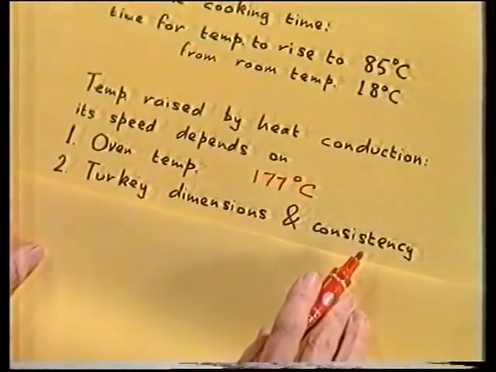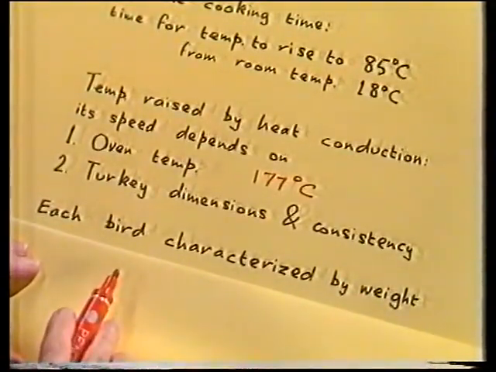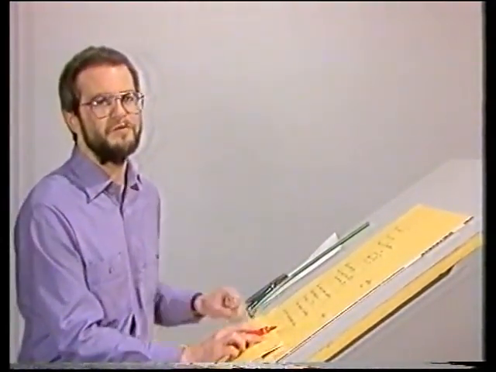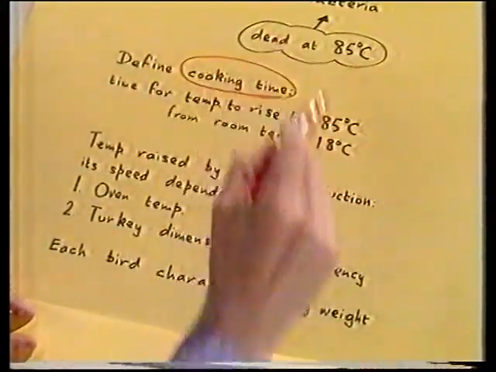Now we're going to assume that the shapes of all turkeys are geometrically similar, which means that each bird is considered to be a precisely scaled version of any other. And we'll also assume that they're all of the same average consistency. This means that each of the bird's vital statistics, volume, length, surface area, and so on, will be determined by the weight alone. So now I've simplified the situation by concentrating on particular features and making some plausible assumptions. And I'm left with just two major factors: cooking time and weight.